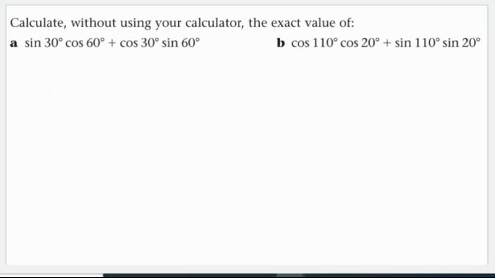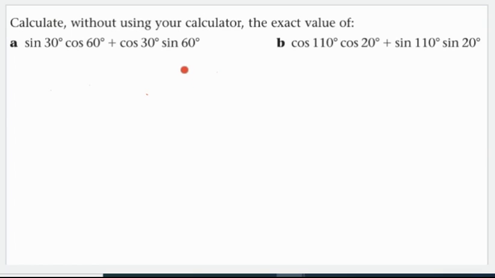Welcome back to another video where we are looking at trigonometric identities, the compound angle formulae, and we are continuing to apply them to problems. So, the first one is sine 30 cos 60 plus sine 30 sine 60. We need to calculate this without using a calculator.